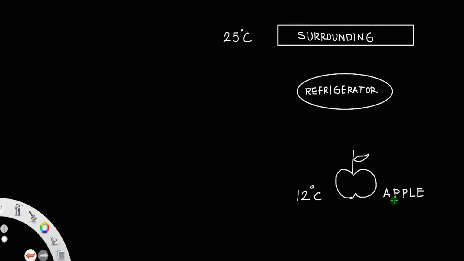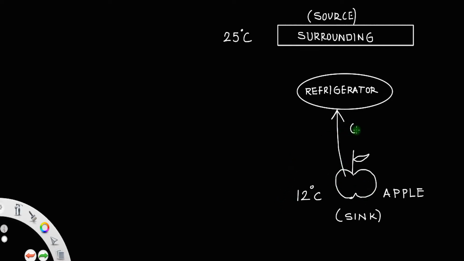So basically this apple is at a temperature lower than that of the surroundings. Let's call this apple the sink, because we consider the sink as the region where the temperature is low, and let us consider the surroundings as the source. What the refrigerator has to do is remove heat from the apple. Why? Because its basic function is to cool this apple.